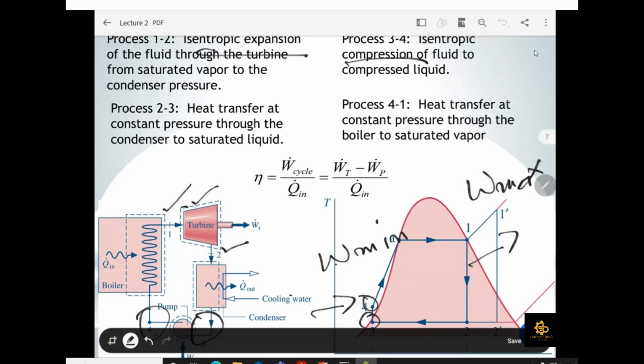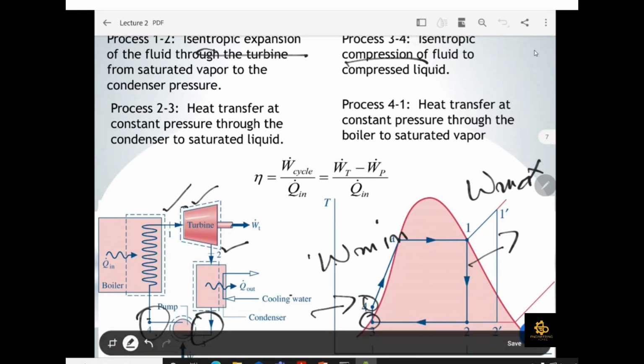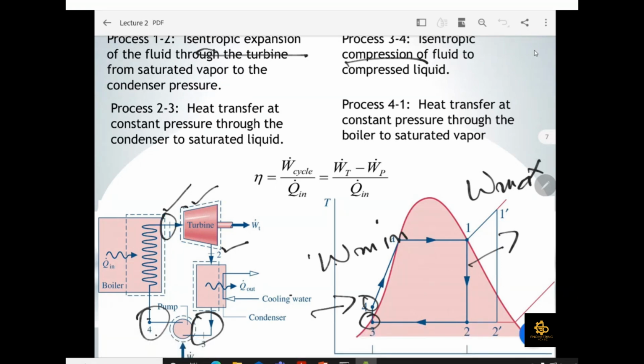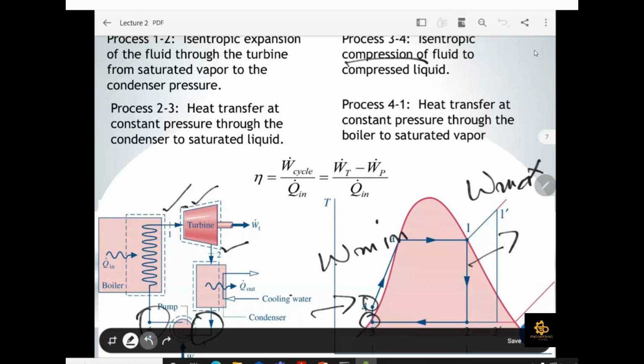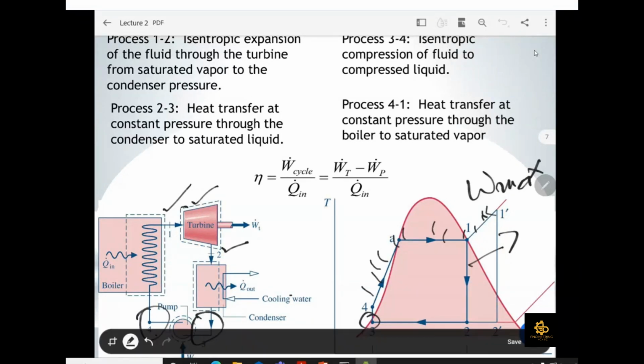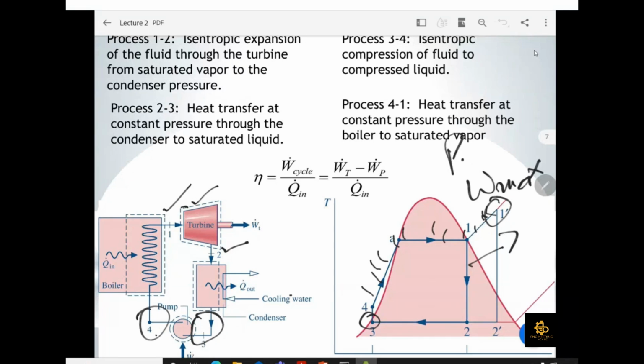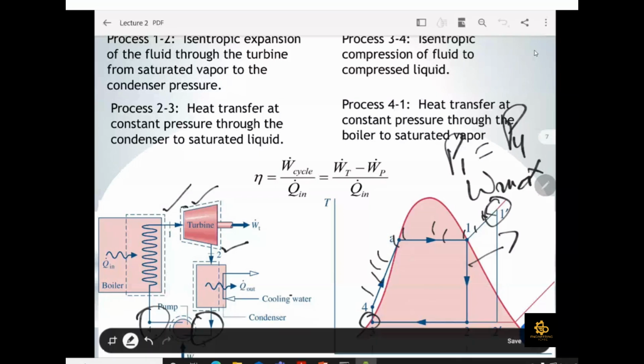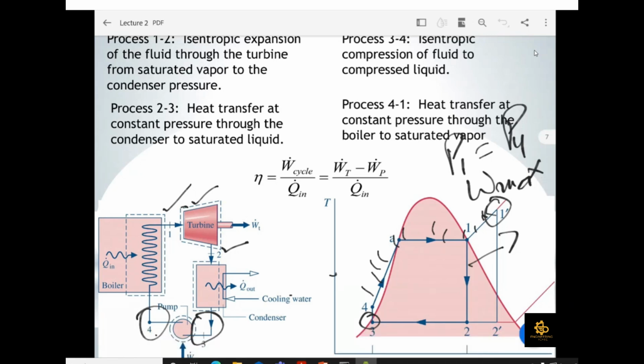Another important thing is process number 4 to 1. This is your boiler. We can notice that all this area is your heat addition process at constant pressure. Constant pressure means whatever the pressure at 1 is equal to the pressure at 4. So this is how your Rankine cycle looks. I will explain how you can find these pressure terms and how you can analyze the thermodynamic cycle of your Rankine cycle.